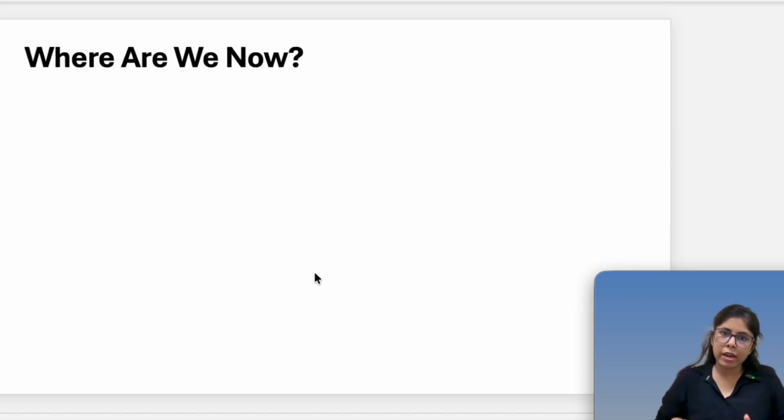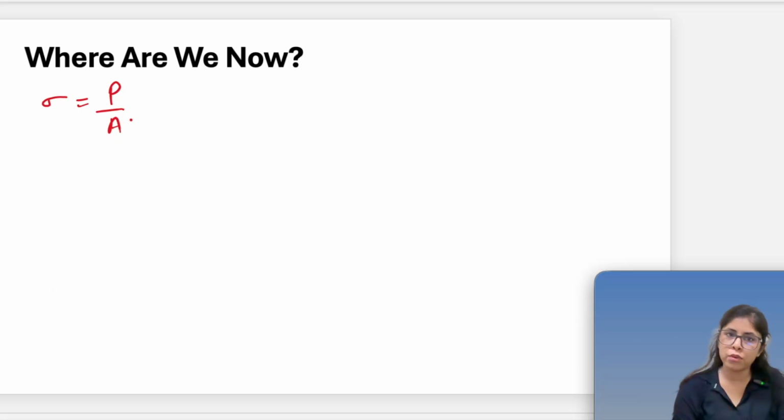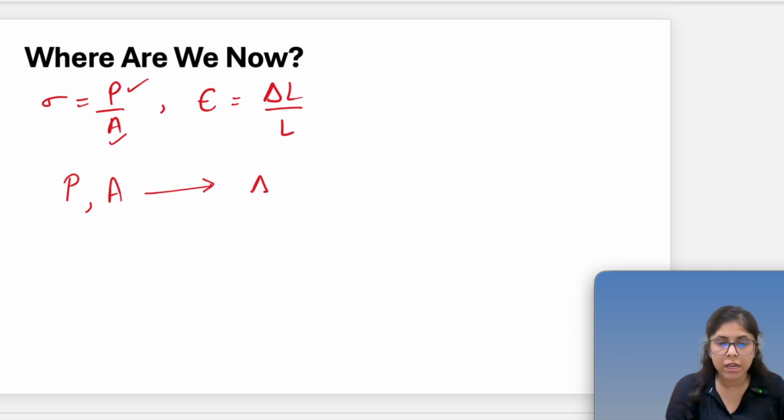So currently, where are we now? We have studied that stress is equal to P upon A, force per unit area, and we also have studied that strain is nothing but change in length upon original length, right? Then we know that the applied load is P and the area is A. So can we find out the elongation from this data? Like we have been given P and A, can we find out the delta L?